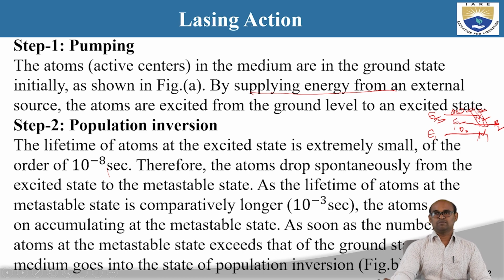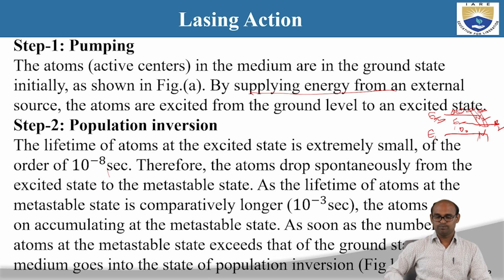So E2 is a metastable state. Then there will be population inversion between E2 and E1, where E2 is the metastable state and E1 is the ground state. So the atoms drop spontaneously from the normal excited state to the metastable state, as the lifetime of atoms at the metastable state is comparatively longer, 1 microsecond to 1 millisecond. The atoms go on accumulating at the metastable state. As soon as the number of atoms at the metastable state exceeds the number of atoms in the ground state, the medium goes into the state of population inversion.